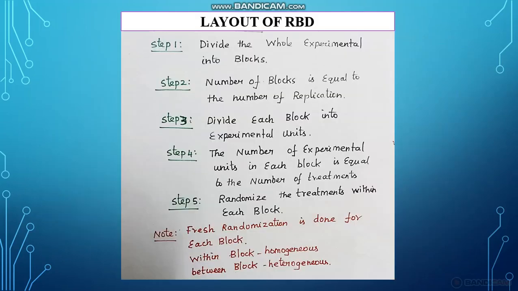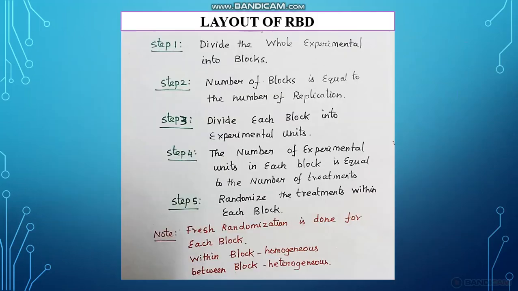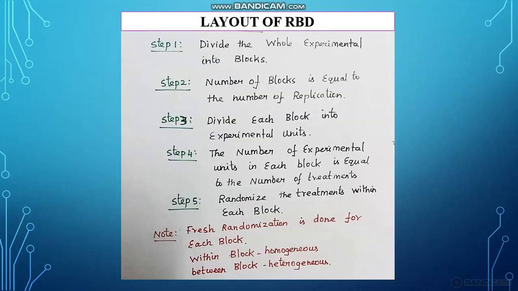So the second step is the number of blocks is equal to the number of replications, like this. The number of blocks should be equal to the number of replications. For example, I am taking 4 replications, so there are 4 blocks. And step 3 is we want to divide each block into experimental units. That is, we are dividing each block into experimental units. The number of experimental units should be equal to the number of treatments. The number of experimental units in each block is equal to the number of treatments.